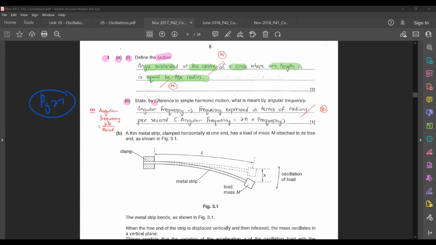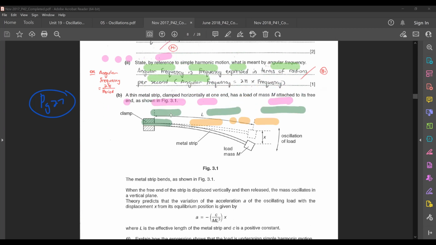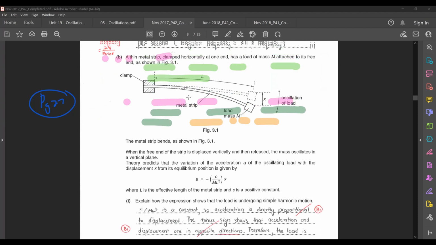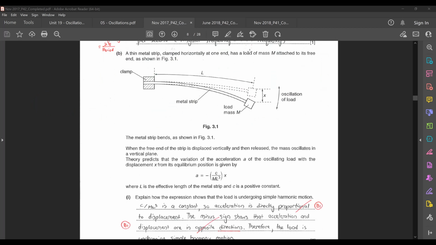And then for 2, state by reference to simple harmonic motion what is meant by angular frequency. Angular frequency is frequency expressed in terms of radians per second, or you could write it in words, angular frequency is equal to 2 pi times frequency. Okay, either one would just be fine. Now, look at part B again. This one is like a repetition question in terms of the pattern.